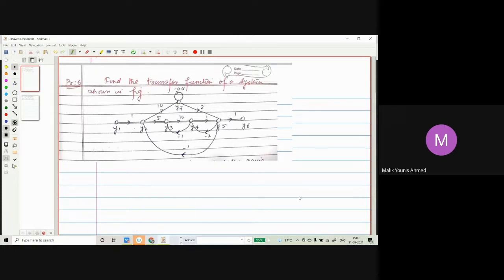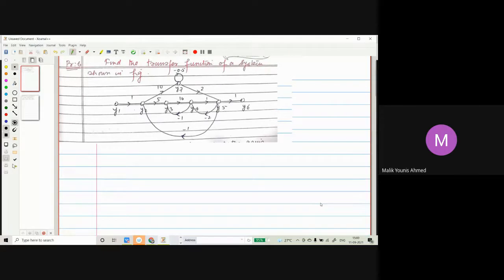Okay, let's do this numerical. We'll start. Okay, now this is saying find the transfer function of this system shown in the figure.